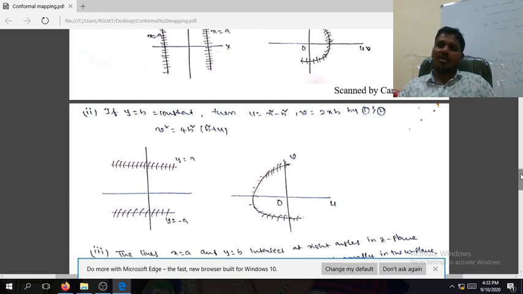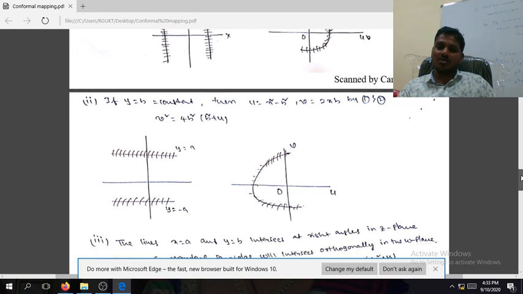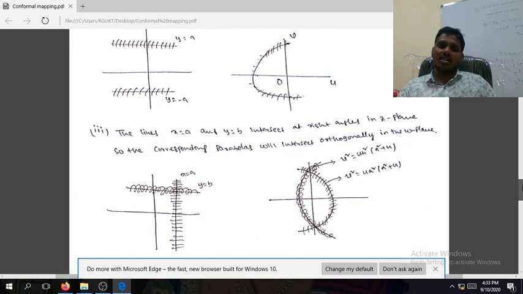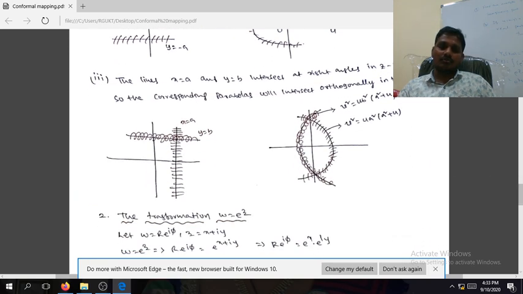Suppose I am considering both x is equal to a and y is equal to b. If I am taking x is equal to a here, what is the image? x is equal to minus a, I am not drawing that here. And y is equal to b. So the region is transformed to the region between these two parabolas.